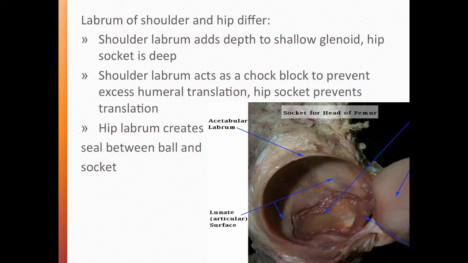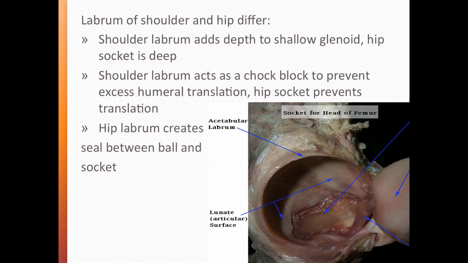The shoulder labrum adds depth to the shallow glenoid. You can see here in comparison the acetabulum is very deep, so you have a good deep socket, so you don't need the labrum to deepen the socket. And then the shoulder labrum, remember it looks like a chalk block, so it prevents excess humeral translation. But again, the socket prevents this translation in the hip.